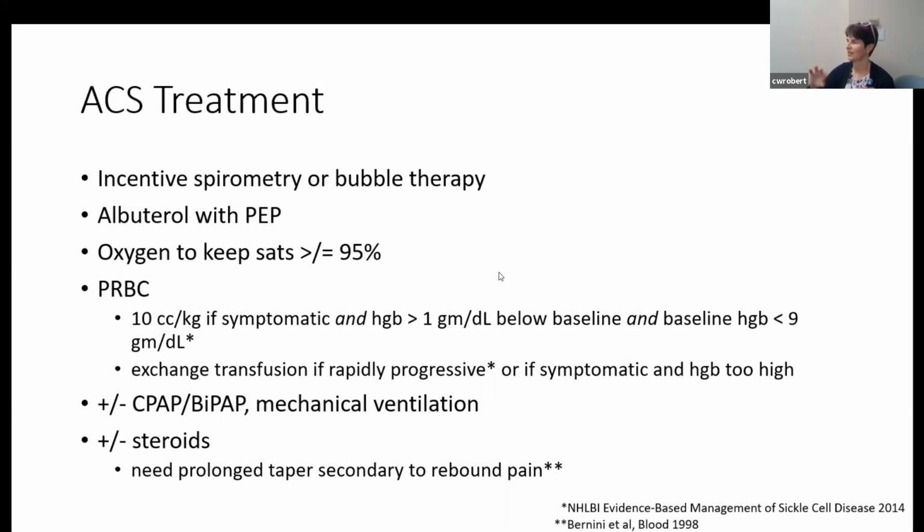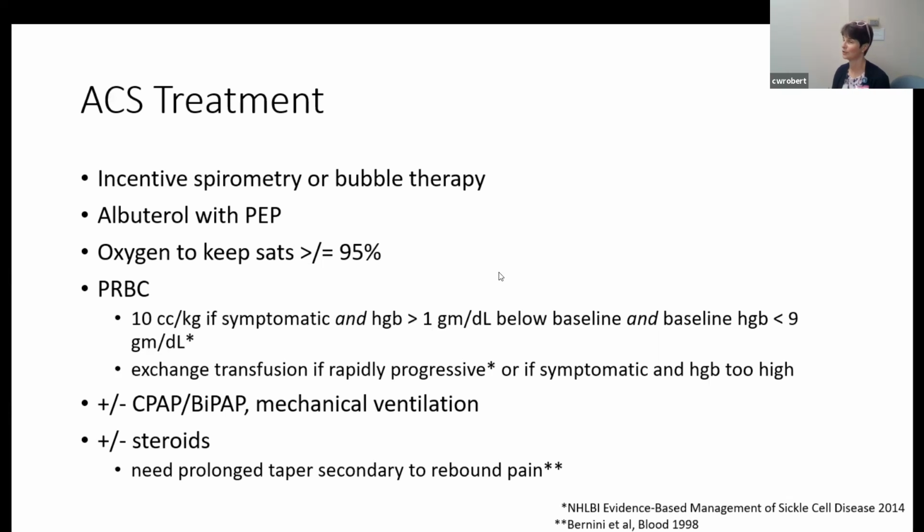So let's say their hemoglobin was 9, and you gave them 10 cc's per kilo of blood, and you got their hemoglobin to 12. Then you can have a hyperviscous state, and you're going to have poor blood flow and sludging, and then more problems. So you don't want to over transfuse these patients. That's why all those caveats are there about the hemoglobin level.